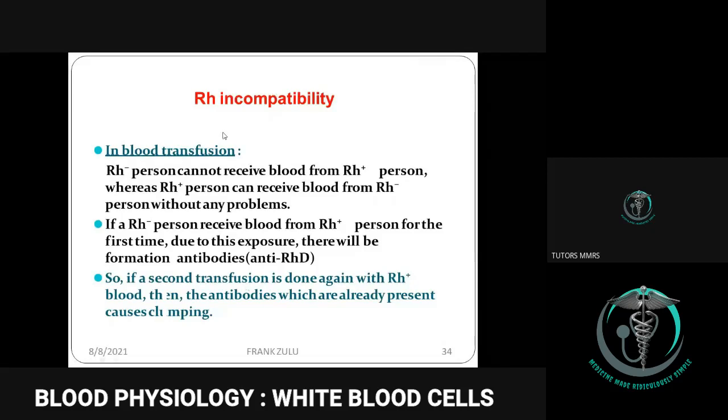So remember that statement and try also to understand why RH positive people can receive blood from RH negative people, whilst RH negative people cannot receive blood from RH positive people. Okay.